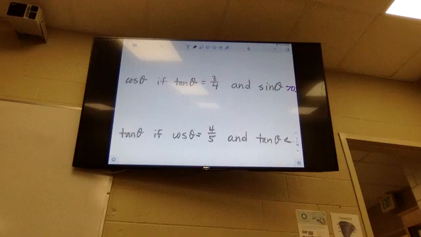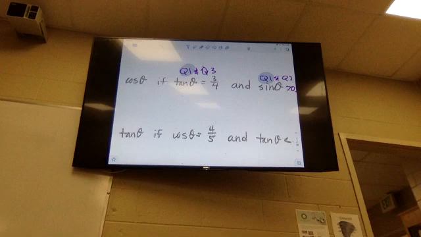1 and 3, good, Whitley. What about where can sine be if sine is greater than 0? 1 and 2, very good, Brooke. And then where's my overlap? Quadrant 1. So I'm going to go off to the side.